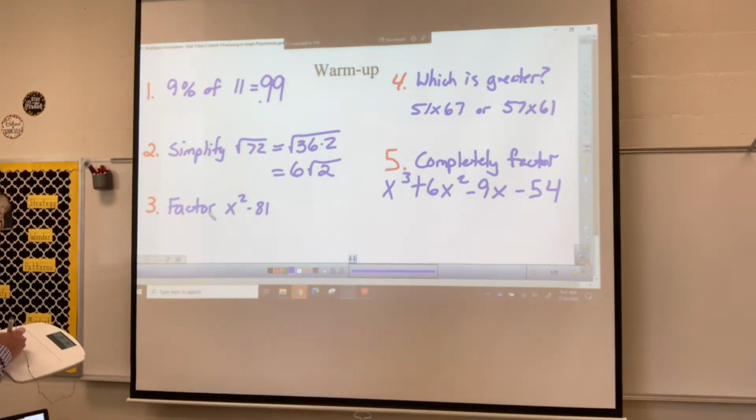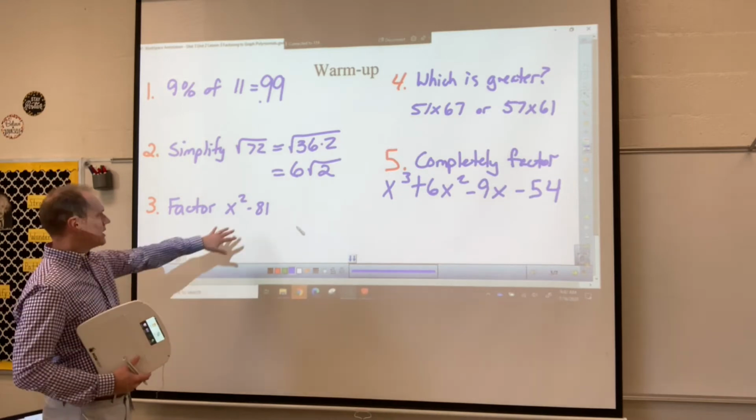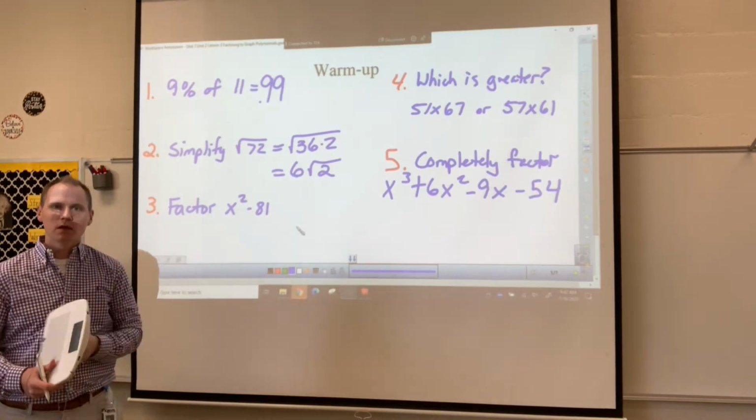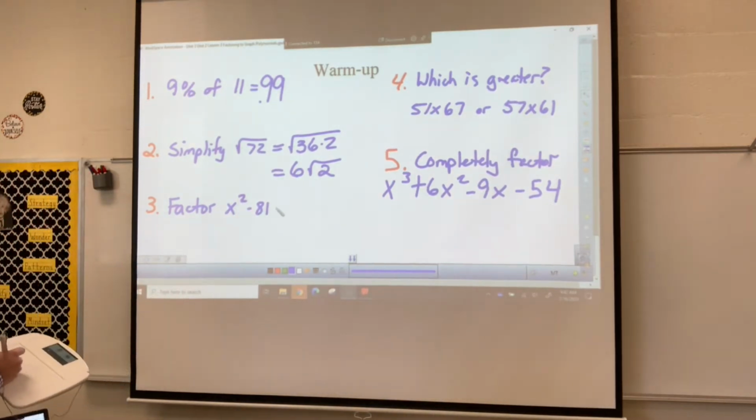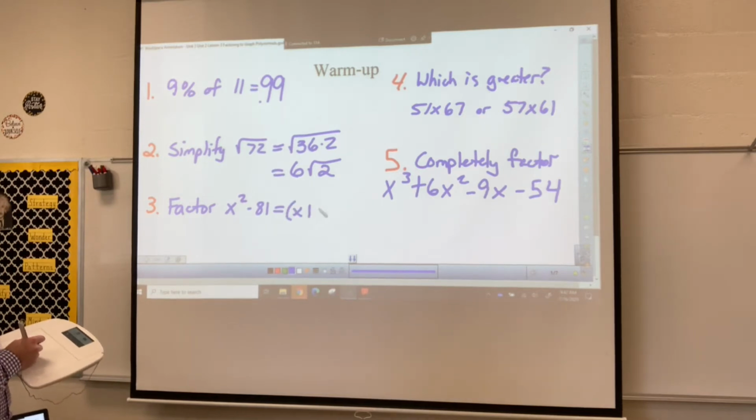Number 3, factor x squared minus 81, as we talked about in our last video. This is a difference of 2 squares. So that's going to be x plus 9 times x minus 9.